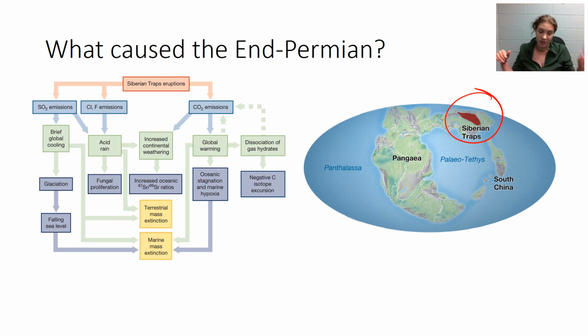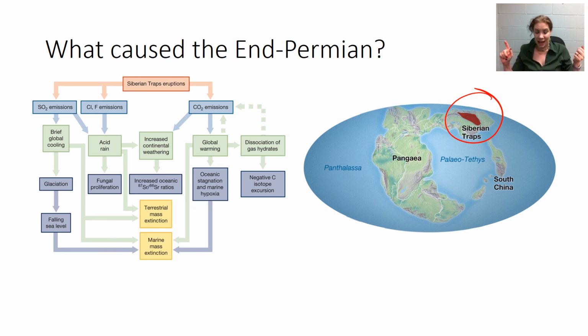We got a brief period of global cooling, partially due to the sulfur dioxide. This triggered temporary growth of glaciers and falling sea levels. This didn't help the marine life. The global cooling didn't help the marine life. Life tends to like things a little bit warmer. We do better with some heat.